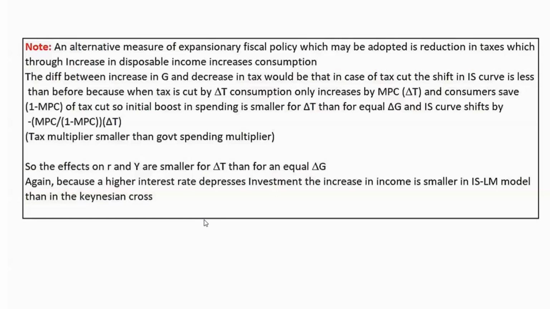But when you reduce taxes by delta T, consumption would only increase by MPC times delta T as consumers save the rest of the tax cut. So in this case, the IS curve will only shift towards the right by MPC by 1 minus MPC times delta T. So the tax multiplier is smaller than the government spending multiplier. So in this case, the effects that you see on R and Y are smaller for delta T than for an equal delta G. And again, here you will observe the crowding out effect as we saw in the case of an increase in G, because of which the increase in output that we see in the short run is smaller in the ISLM model than in the Keynesian cross.